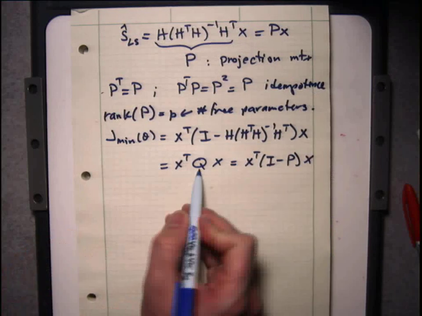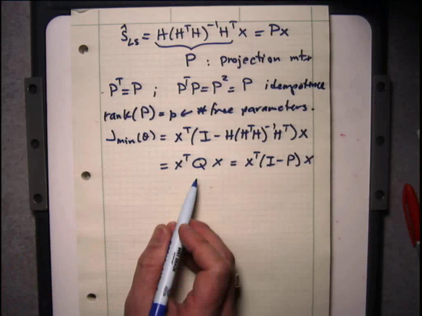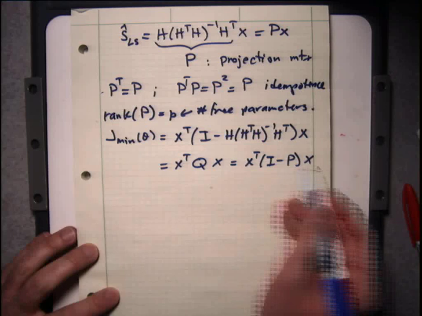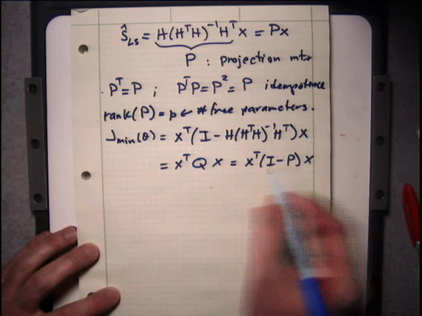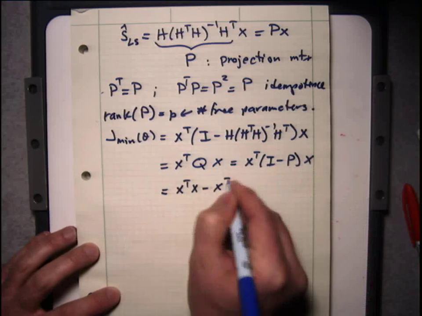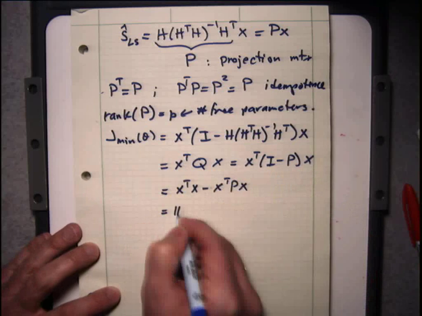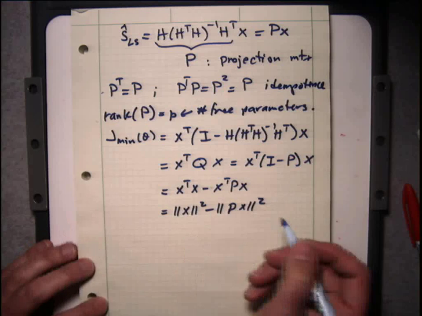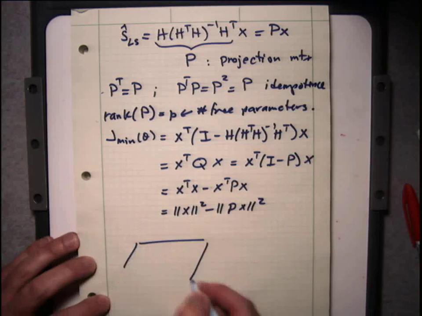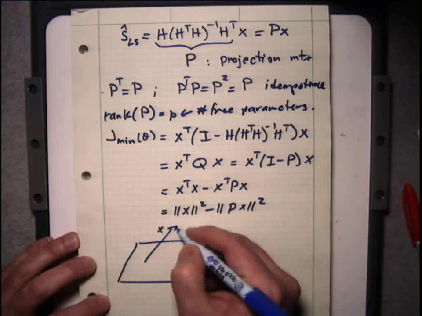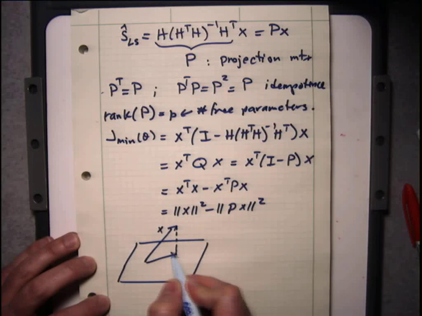Q was also a projection matrix. So Q and P are in fact called complementary projections. So X transpose (I minus P) X, I can write as X transpose X minus X transpose PX. This is the norm of X squared minus the norm of PX squared. If you look at the geometry, you have X here, then you do an orthogonal projection. It's 90 degrees. This is the norm of PX.